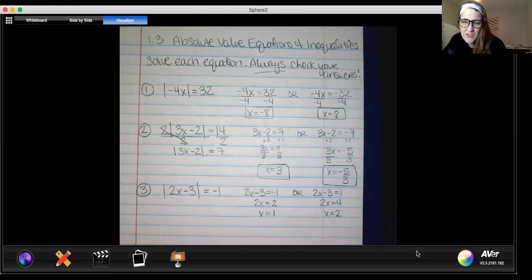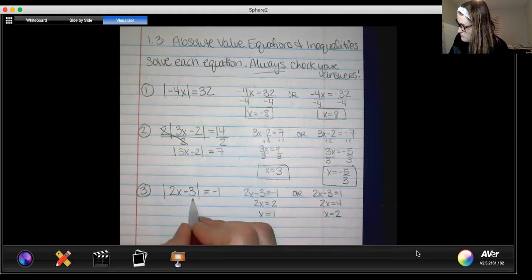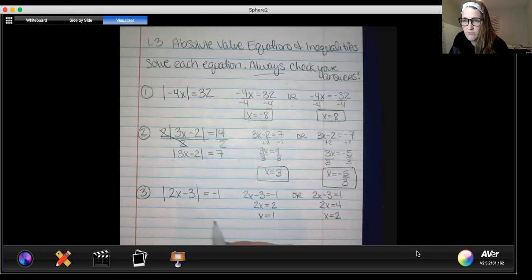Now, if you need to write everything, that's perfectly fine, and that's perfectly okay. But I'm just going to go ahead and skip forward and not write every single step, just so we can save some time. Now we got to check. 2 times 1 is 2. 2 minus 3 is -1. Absolute value of -1 is 1. Well, does 1 equal -1? No, so that one doesn't work.